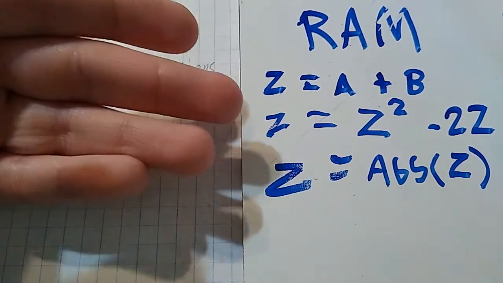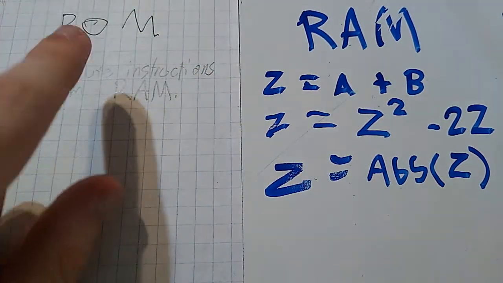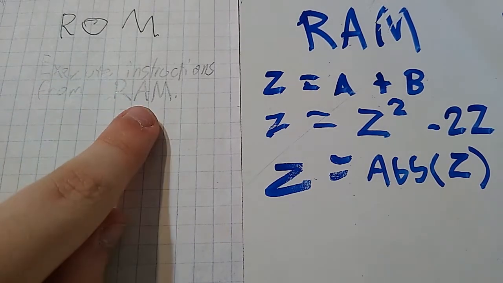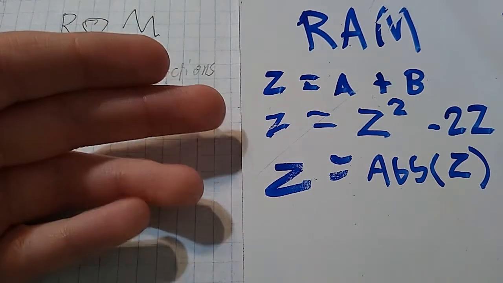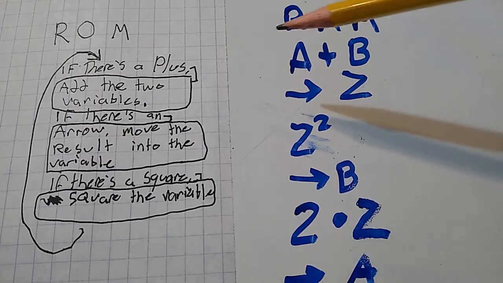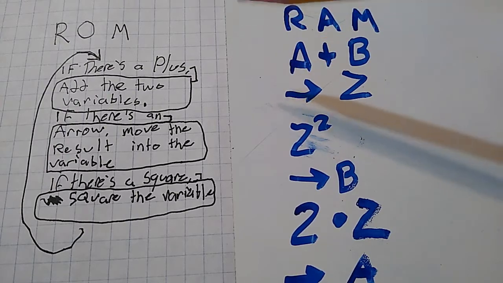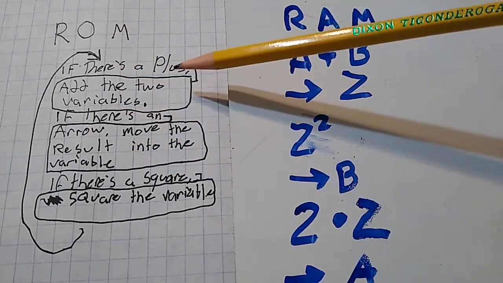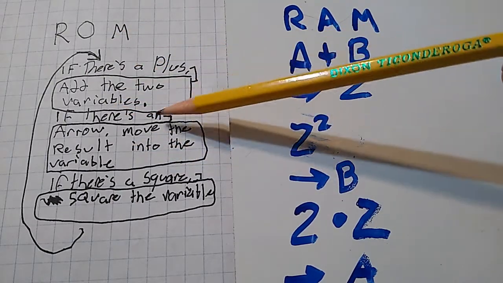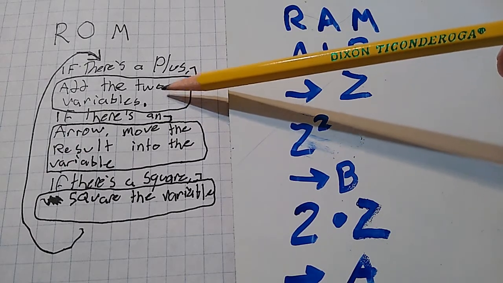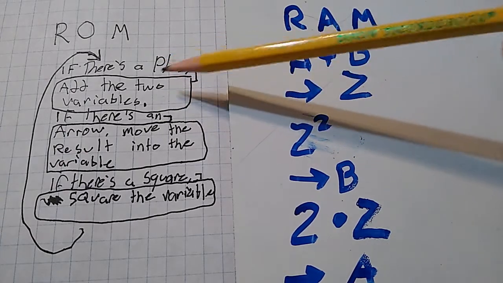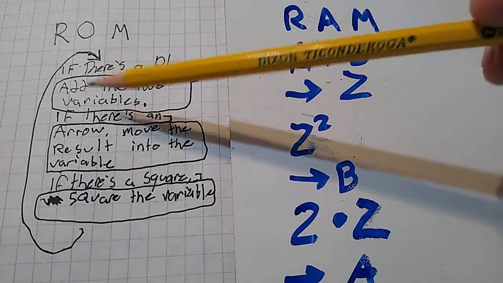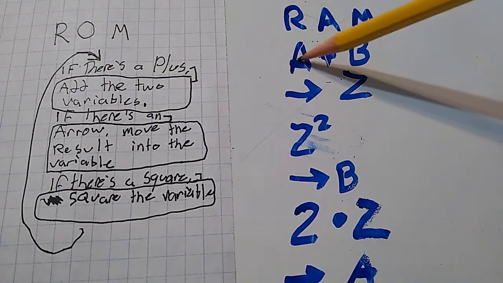But this wouldn't really work on a microcontroller, since a microcontroller, by definition, cannot execute instructions from RAM. Instead, we'd have to take another route. The process in a microcontroller would be much more difficult. It would have to go here and ask, is there a plus in RAM? And if there is a plus, execute this instruction. So if we look at this, is there a plus? Yes, there's a plus. Then add the two variables. So we add a plus b.